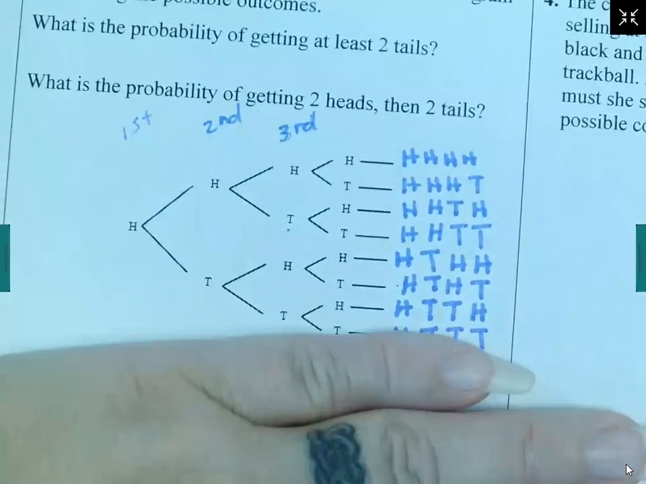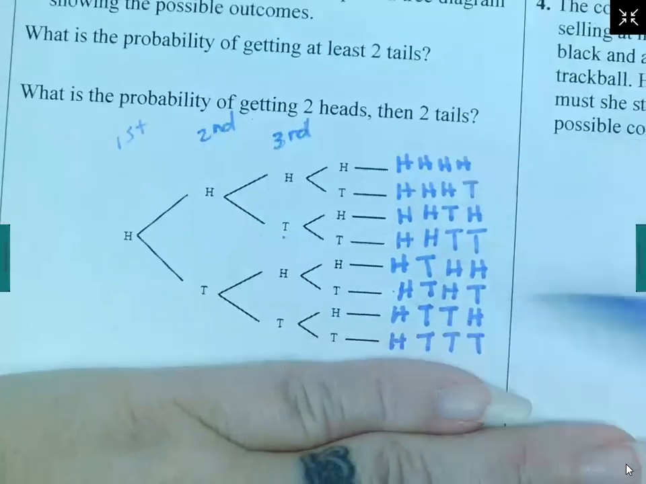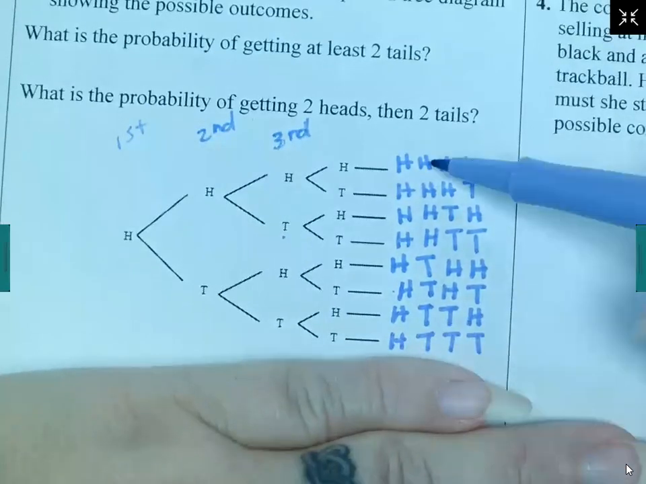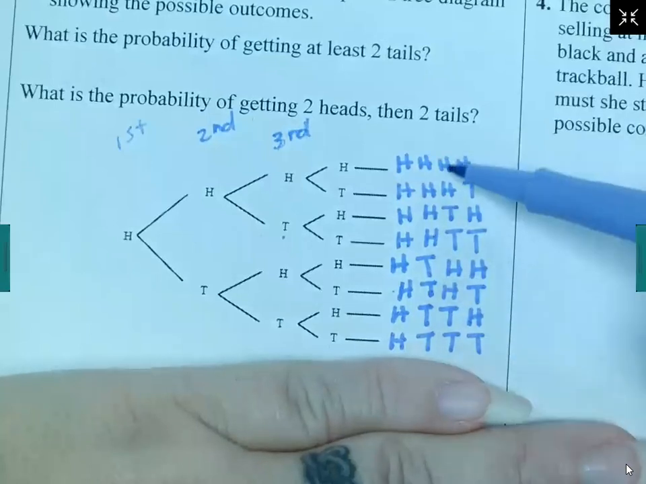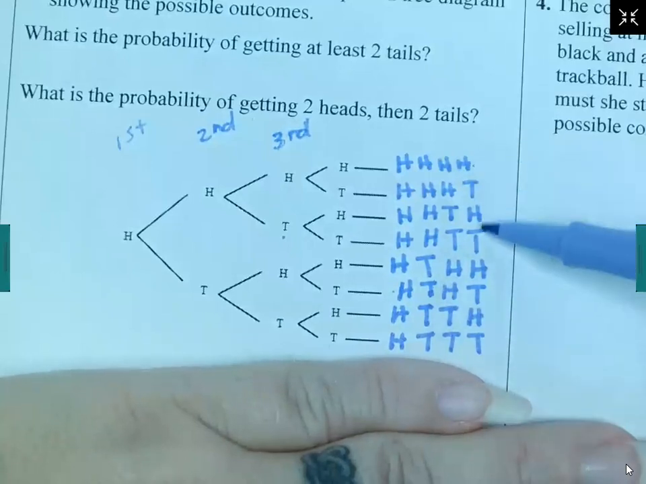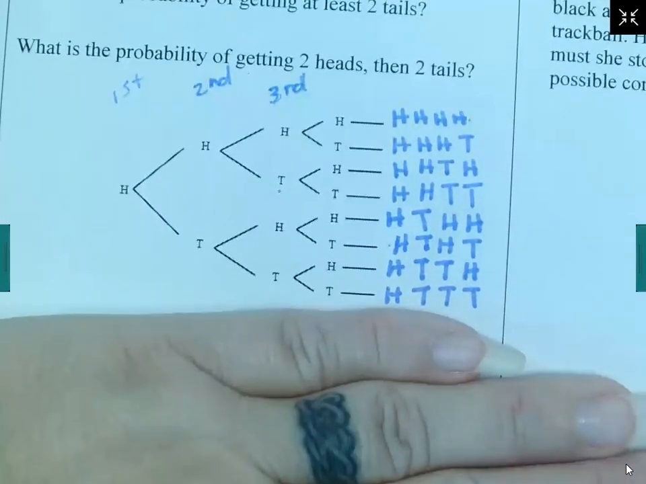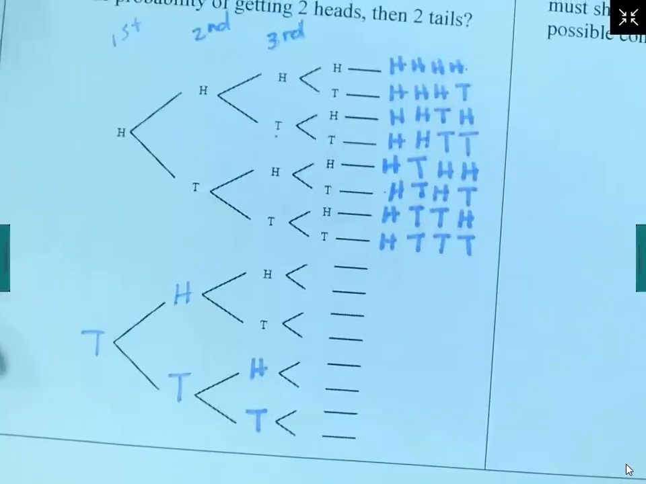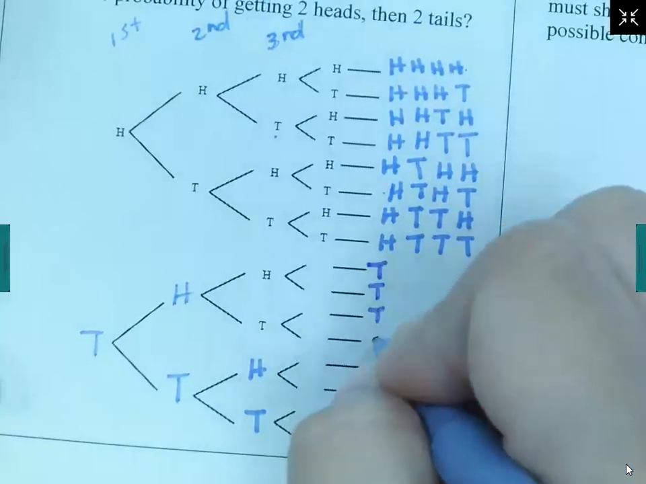On this top one, all the first letters were H. And then we had 1, 2, 3, 4 H's and then 4 T's. And then H, H, T, T, H, H, T, T. H, T, H, T, H, T, H, T. There's the pattern. Look for the patterns.